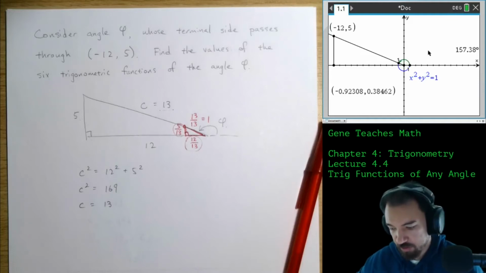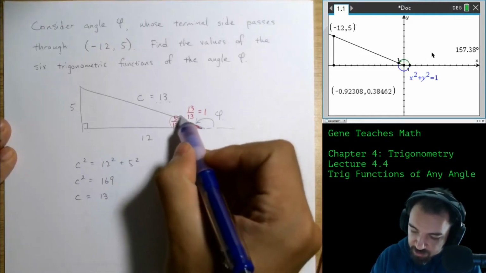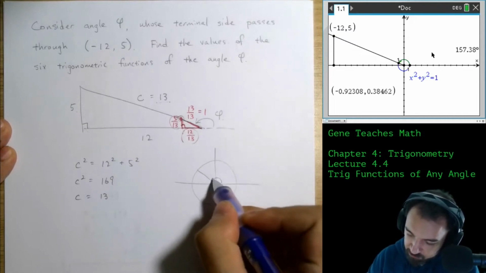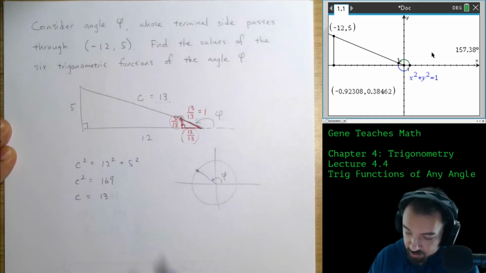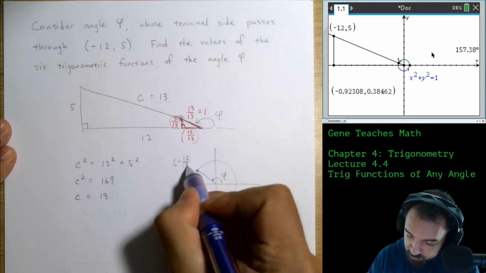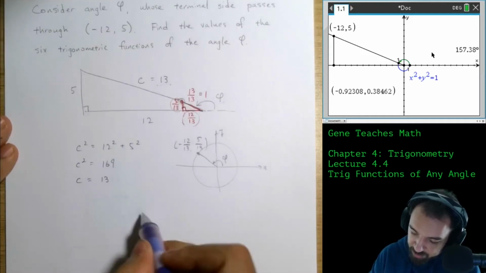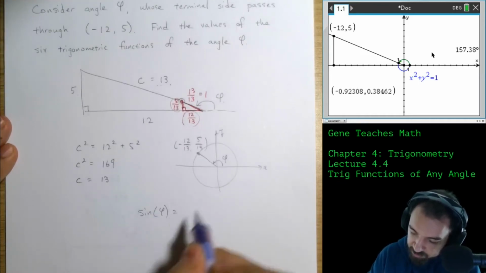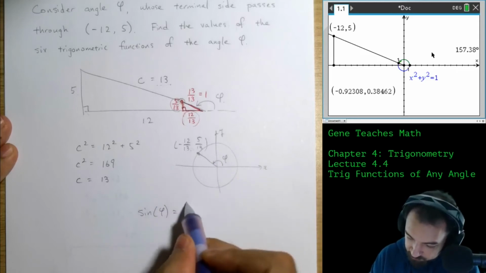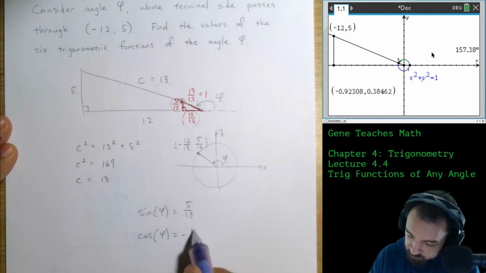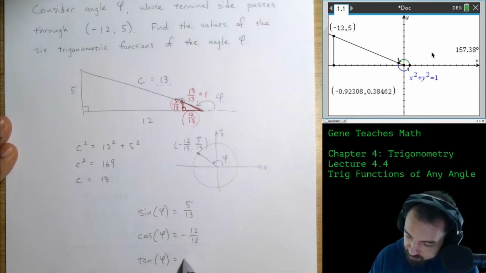But the moral of the story is we can then take that point, which, to sketch a unit circle now, the angle phi would extend this way, and this point would have coordinates negative 12/13, comma 5/13. And we could say sine of angle phi is the y-coordinate, 5/13. Cosine of angle phi is the x-coordinate, negative 12/13. And then tangent of phi is sine of phi divided by cosine of phi, which is negative 5/12.